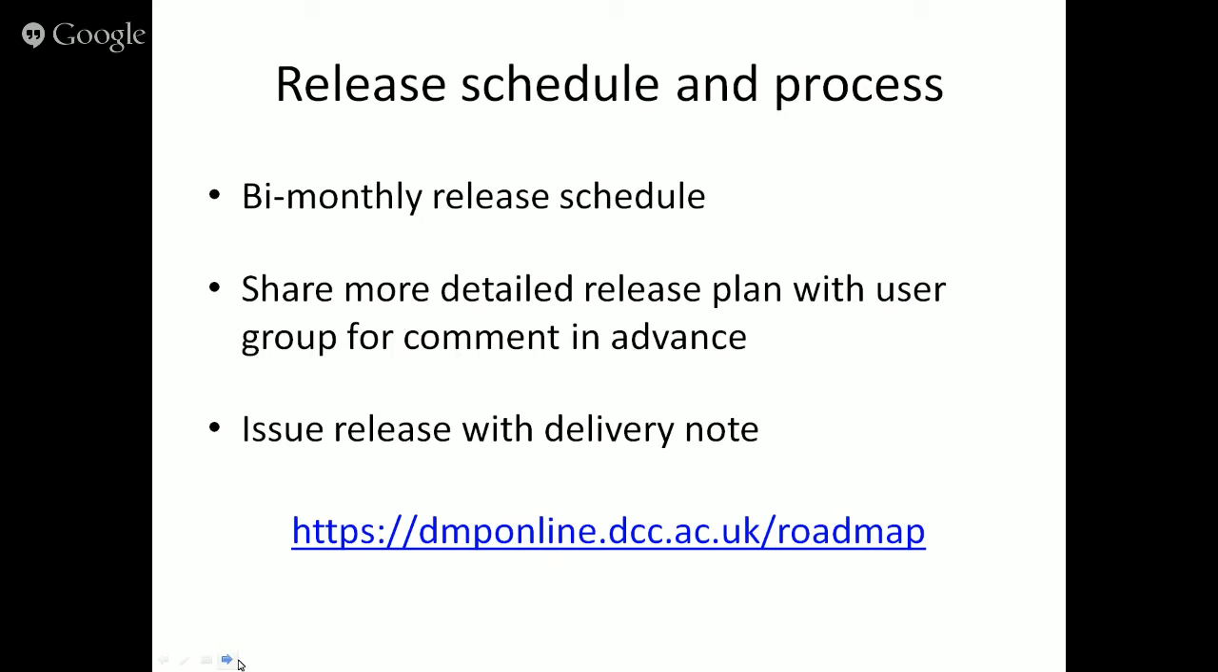So in terms of the roadmap, what we're doing, we're having a kind of bi-monthly release cycle. We've just pushed out a new release last week, and the next one will come in the middle of July. What we do with the release, we've been sharing a more detailed release plan with the user group for comments at the start of that cycle, so we're able to get feedback on the plans. And then once we push that out, there's a full delivery note which explains any new functionality and gives people all the information they need to see what's changed.